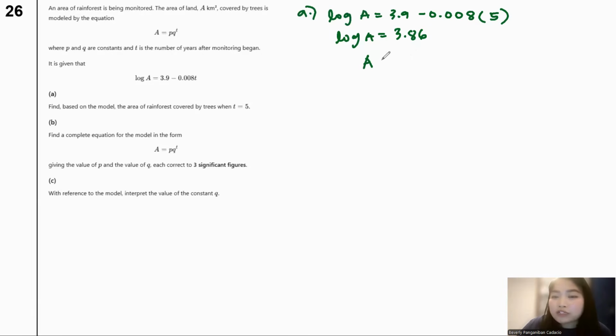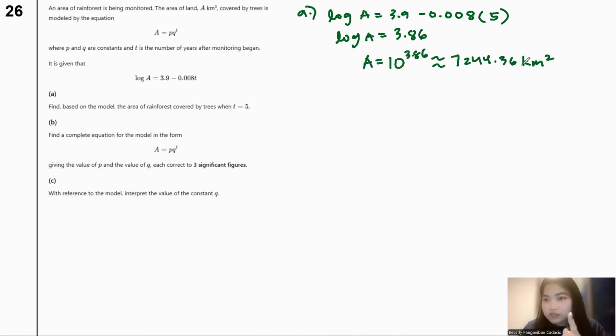And you know that for you to get the value of A, you're just going to make it in exponential form. The base is 10, your exponent is 3.86, and put that in your calculator. The answer will be 7,244.36 kilometers squared. It doesn't say anything about the number of decimal places. It's up to you. If you want to answer in decimal, it's also okay, as long as you round it off correctly. And that will be the answer, the area of the rainforest.